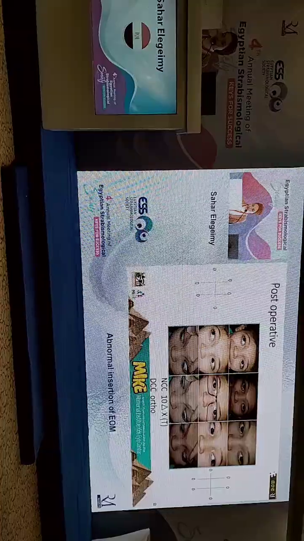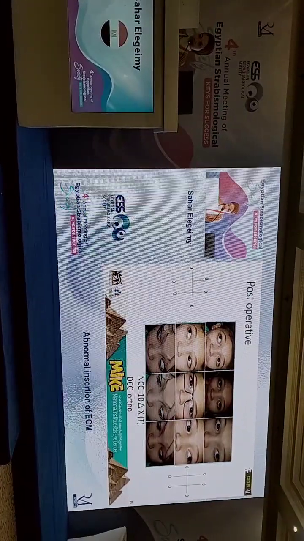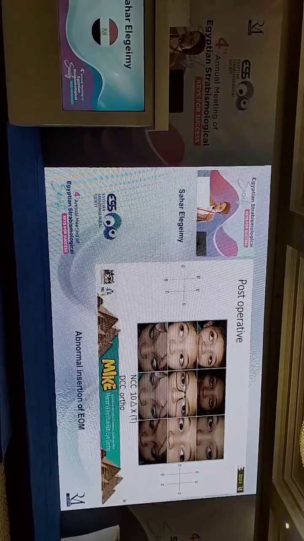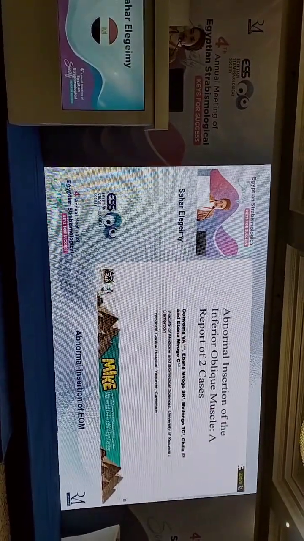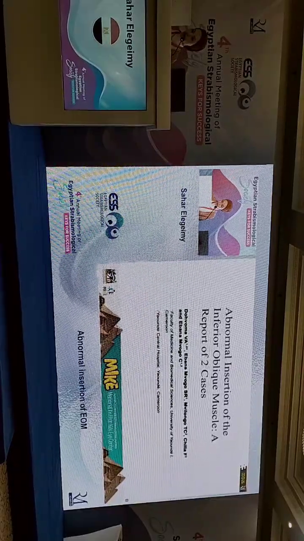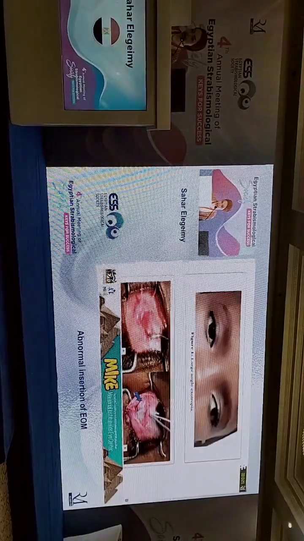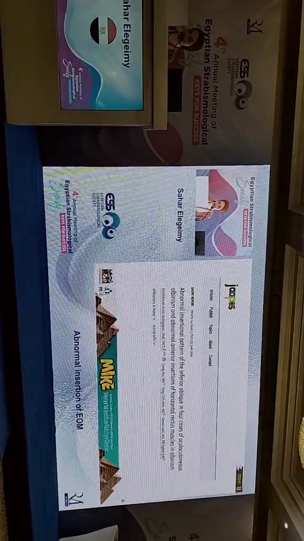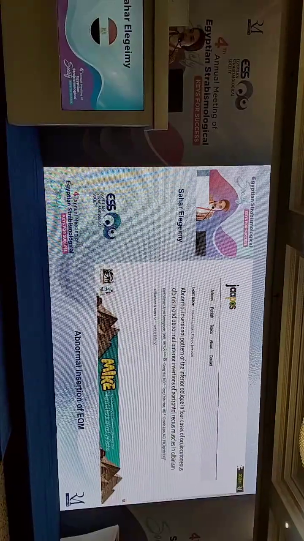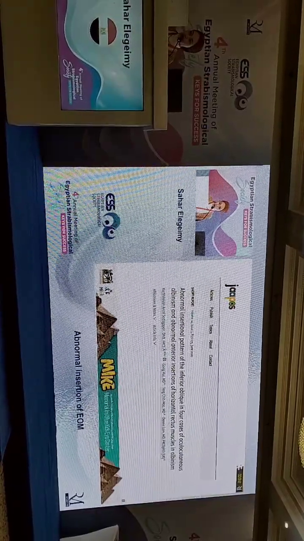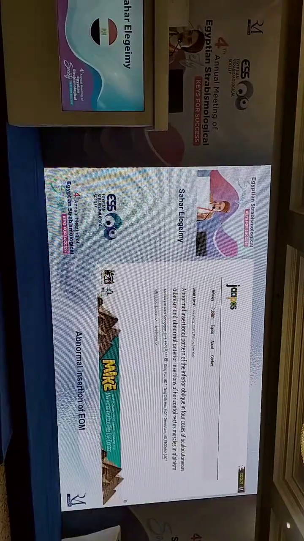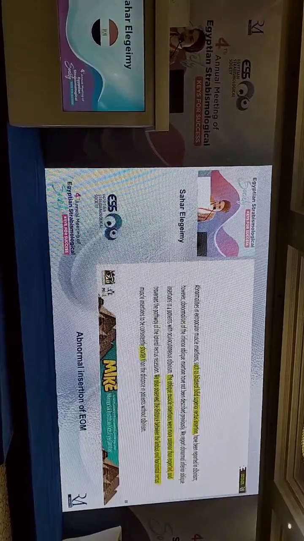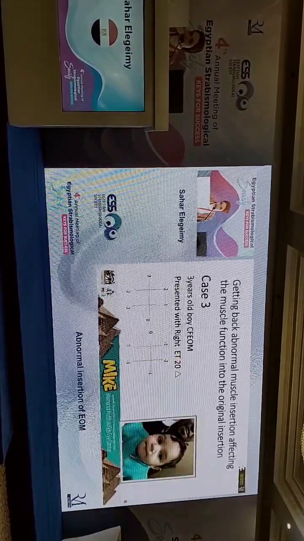And this is the post-operative picture of the child. He was orthophoric at distance with a residual 10 prism diopter of intermittent XT at near, and his motility was free with no pattern. I searched the literature about abnormal insertion of the inferior oblique muscle and found two cases. One of them was a large IXT, and abnormal fibers were found below the lateral rectus after its recession. Also, they reported another case of inferior oblique abnormal insertion in a case of oculocutaneous albinism, and also other anomalies of the other recti.